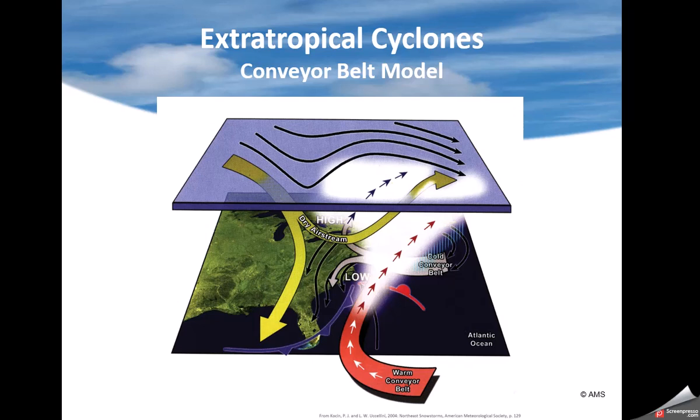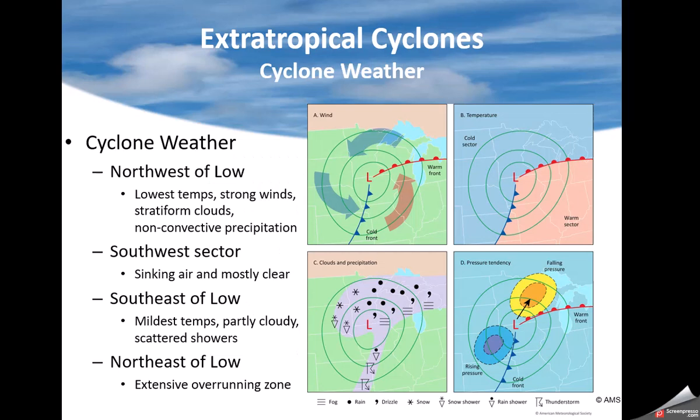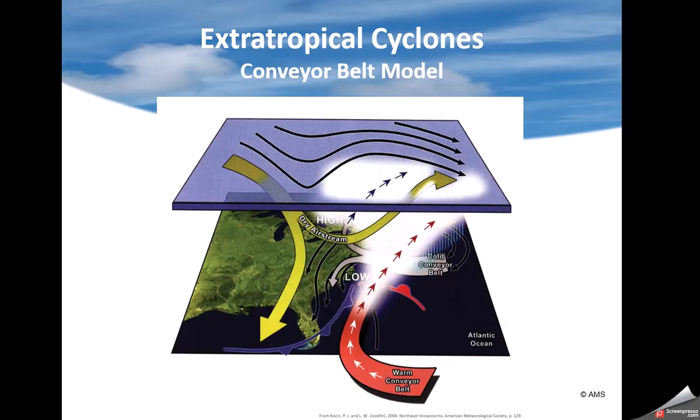So you have a warm conveyor belt that brings up the warm, moist air into it. You have a cold conveyor belt that kind of comes off the north, northeast, across it. Notice how that flows back here with time. That cold conveyor belt is what actually creates the comma head and causes the lift back on the backside.